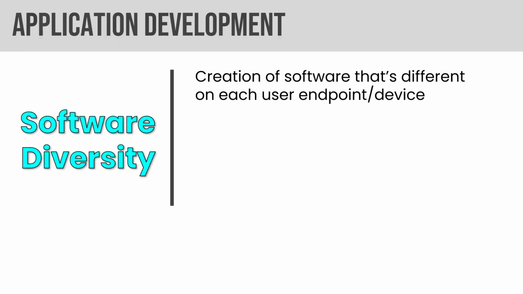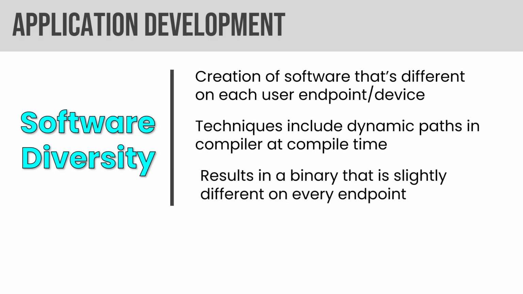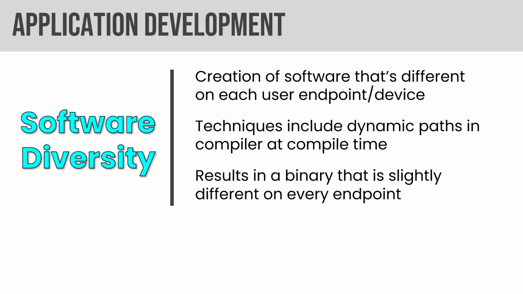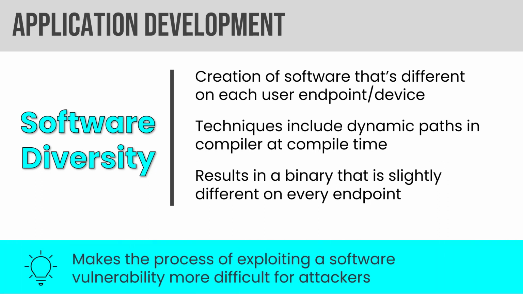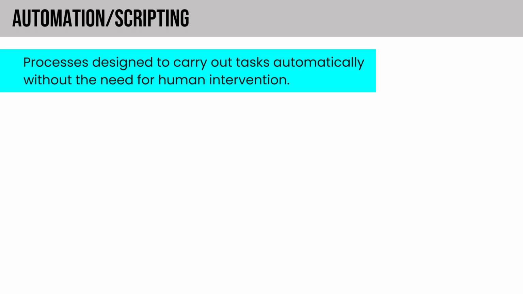Software diversity refers to creation of software that's different on each user endpoint or device. One of the common techniques is to include dynamic paths in the compiler at compile time, but the result is a binary that's slightly different on every endpoint, or at least in a different location, and this makes the process of exploiting a software vulnerability more difficult for attackers. It minimizes the attack surface if a vulnerability is discovered because it can't be automatically exploited on every endpoint.